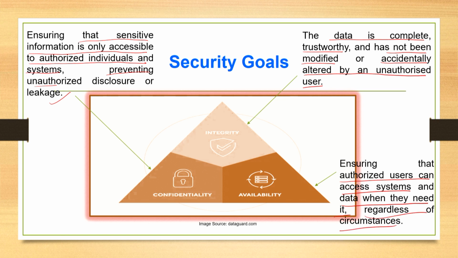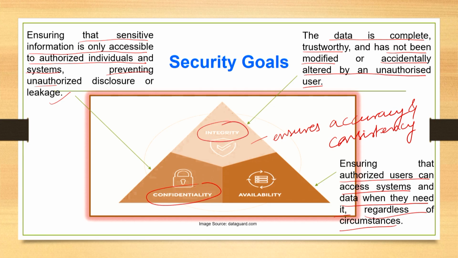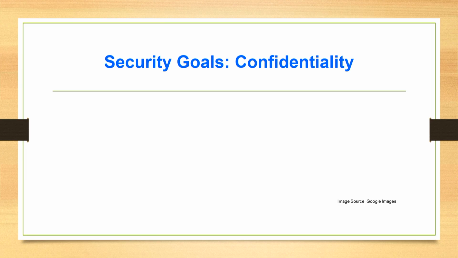So integrity means it ensures accuracy and consistency of data. Whereas confidentiality means preventing unauthorized access, and availability means the data is available to the user when it is required. So these are the three security goals. Let's see in detail what confidentiality, integrity, and availability stand for.